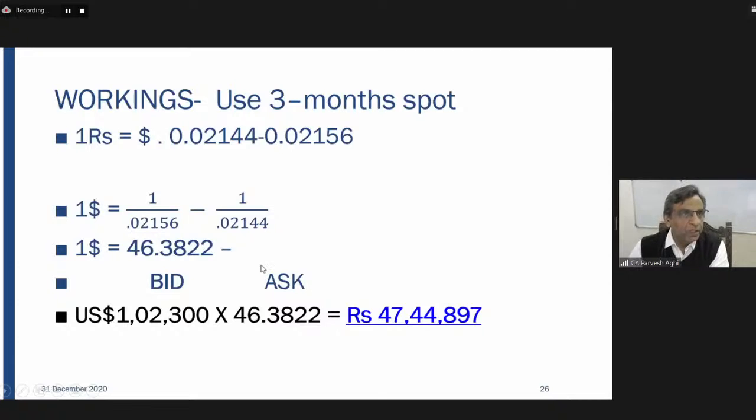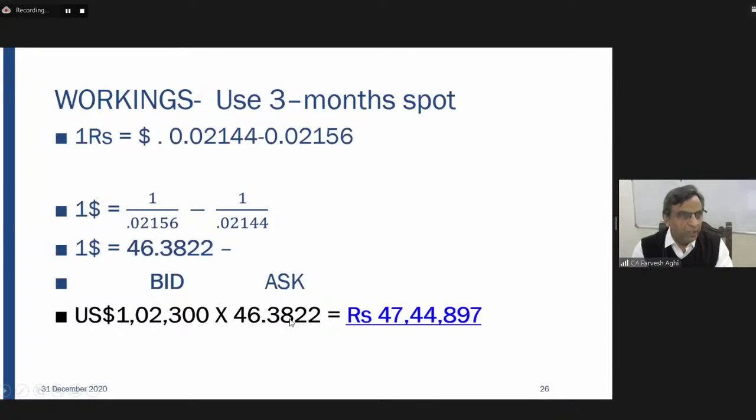We know that the rates are given here, which is 1 rupee is equal to so many dollars. So this is again an indirect quote. So we will convert that in terms of the Indian direct quote, which is $1 is equal to how many rupees. With the same process, we find that $1 is equal to 46.3822, which is the bid rate. We have not calculated the ask rate here because the bid rate is more relevant. So we simply take 1,02,300 and multiply it by the bid rate.